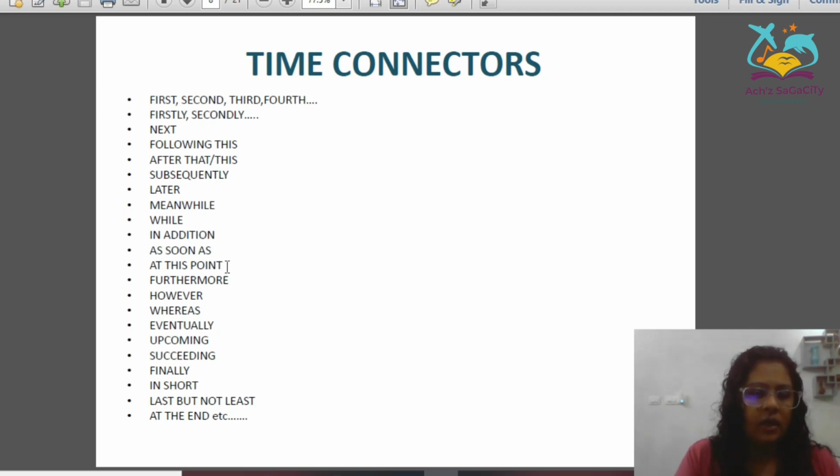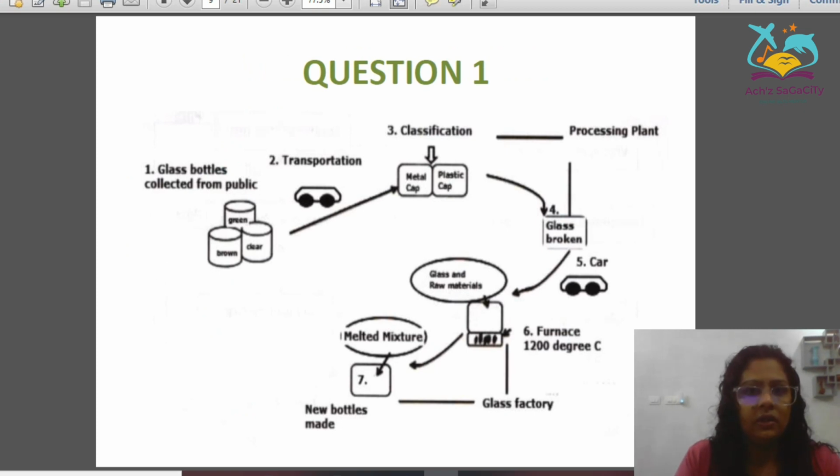Then furthermore, however, which is for contradicting things happening, whereas. Eventually, upcoming, succeeding and so on we will use for the next stage or the coming stage. Then finally, in short, last but not least, at the end. These are all the cohesive devices you can use at the end. Okay, so there are so many time connectors, so try to study at least these.